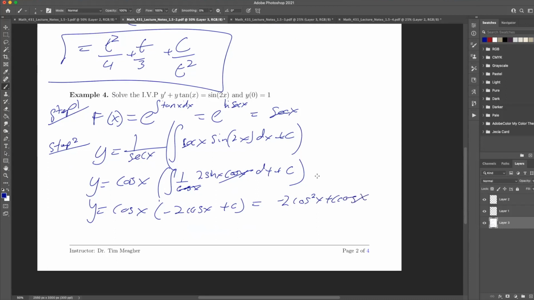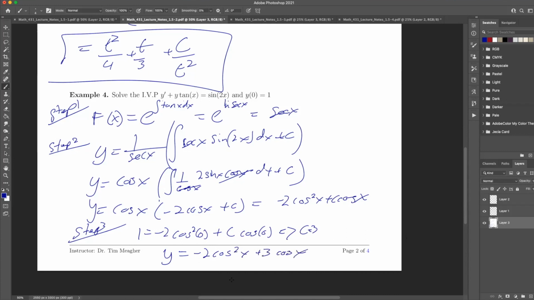And this one has an initial value. So this will be step 3. When x is 0, y is equal to 1. So here it'd be minus 2 cosine squared of 0 plus c cosine of 0. Well, that implies that c is equal to 3. And if c is equal to 3, we can write out our final answer, which will be minus 2 cosine squared x plus 3 cosine x. And I'll leave that for you guys.